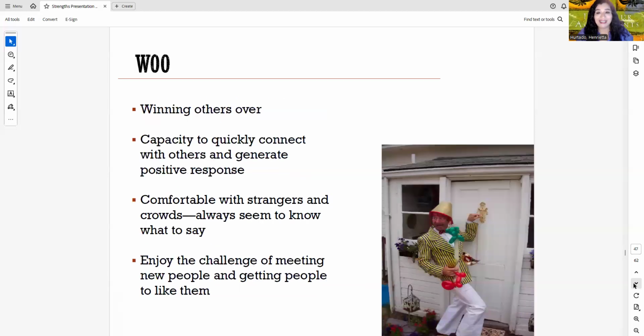Woo! Win others over. This is an acronym and a very unique one. You have the capacity to quickly connect with others and generate positive responses. You are comfortable with strangers and the crowds, always seem to know what to say, and you enjoy the challenge of meeting new people and getting people to like you.